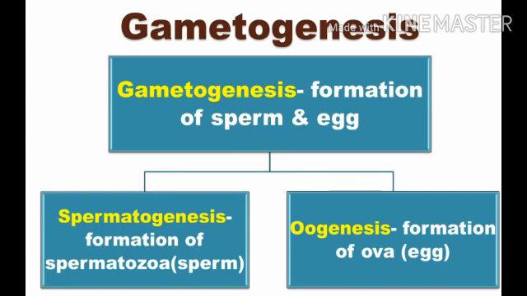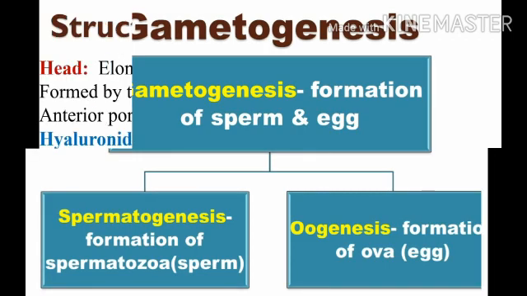The formation of the sperm and egg is called gametogenesis, and it involves spermatogenesis. Spermatogenesis is the formation of spermatozoa or sperm. Spermatozoa is also known as the sperm. And oogenesis is the formation of the ova or the egg. So the formation of the sperm is called spermatogenesis and the formation of the egg is called oogenesis.